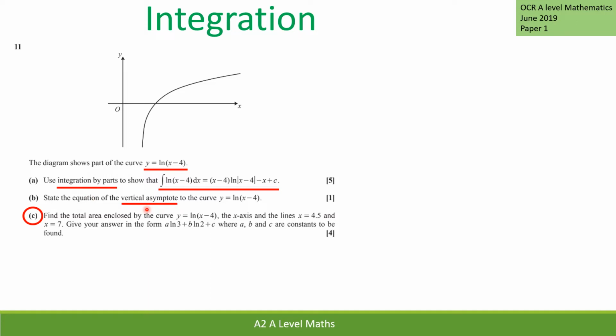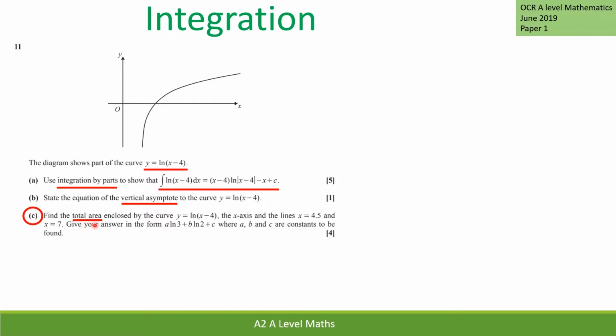The value of the vertical asymptote. This is going to be really important because later on you're going to be given some x values. So you need to know where the vertical asymptote is in relation to the two values that you've been given here for x. The last part, you've got to work out the total area.